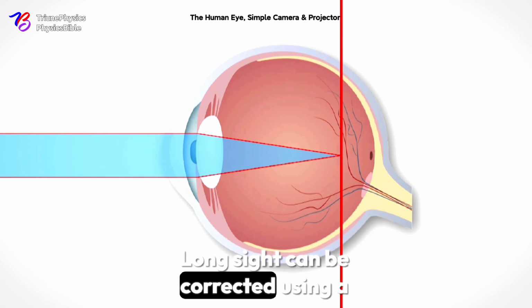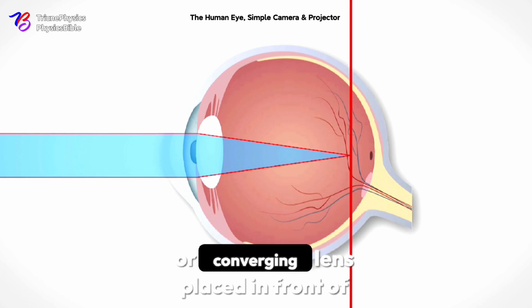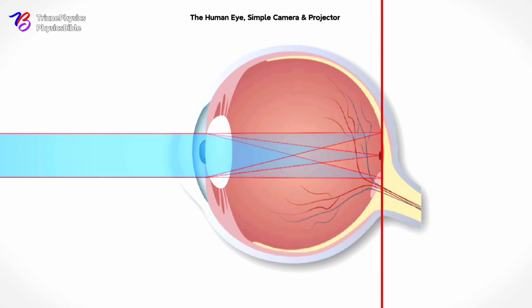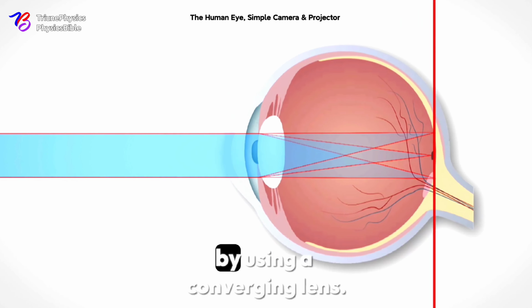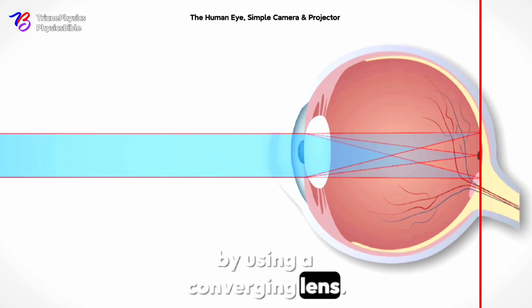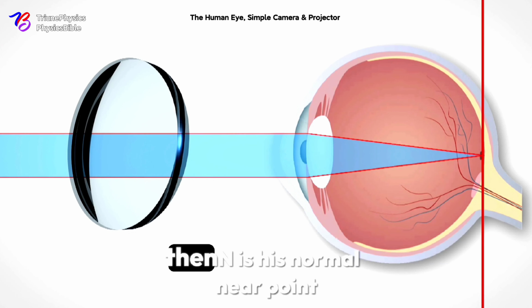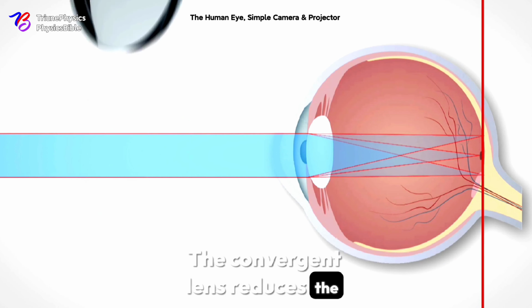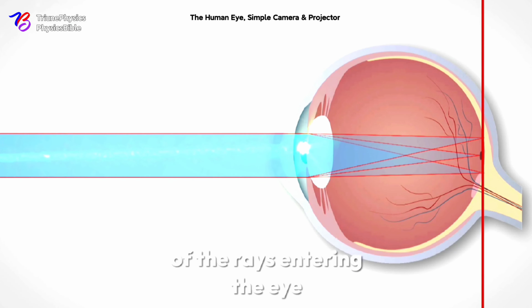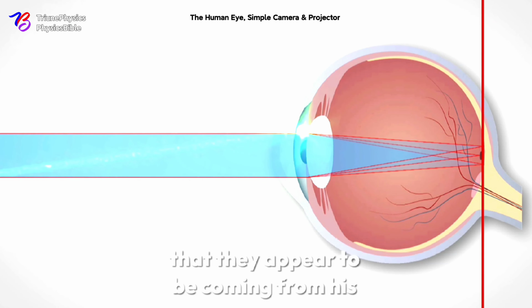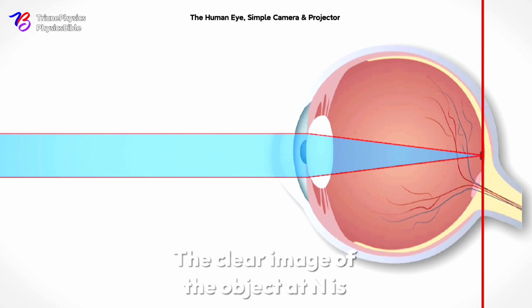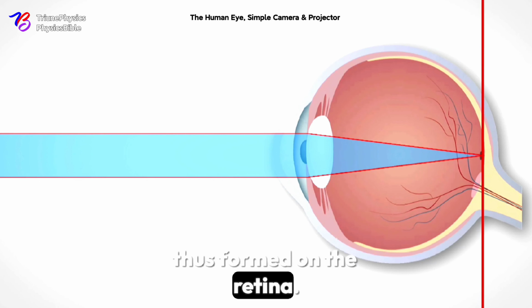Long sight can be corrected using a suitable convex or converging lens placed in front of the eye. You can see your diagram there. You can correct long-sightedness by using a converging lens. O is his near point, then N is his normal near point or the standard near point. The converging lens reduces the divergence of the rays entering the eye from an object such that they appear to be coming from his near point O. The clear image of the object at N is thus formed on the retina.